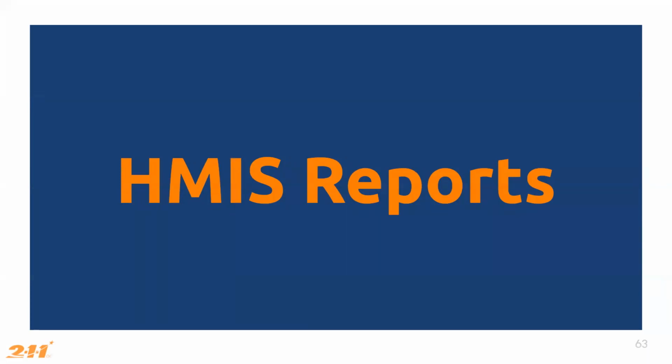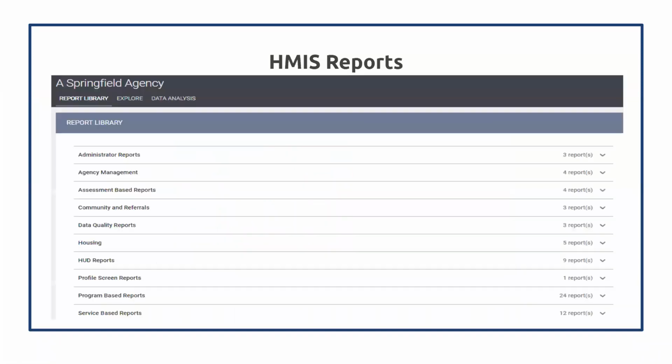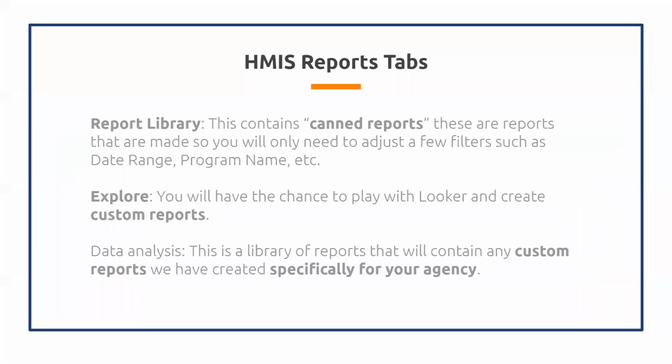Okay. So lastly, I would like to go over how to run a report. To access the HMIS reports, go to the Launchpad, click on Reports to access a list of HMIS reports. It will take you to this page, and you can see that it's divided up into 3 sections, which is the report library, explore, and data analysis.